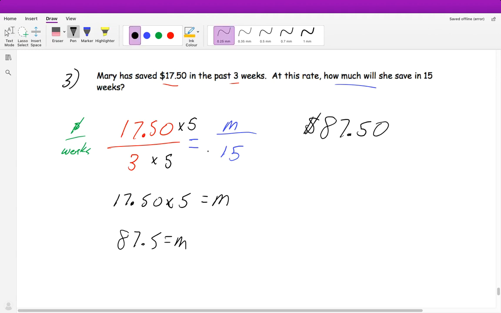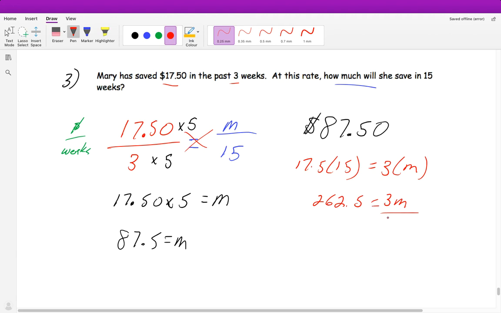Right? Even if we were to do our cross multiplication, let me use a different color. We would have cross multiplied. We would have got 17.5 times 15 is then equal to 3 times M. 17.5 times 15 will give me 262.5 is equal to 3M. I would have divided each side by 3, and it would have given me 87.5.